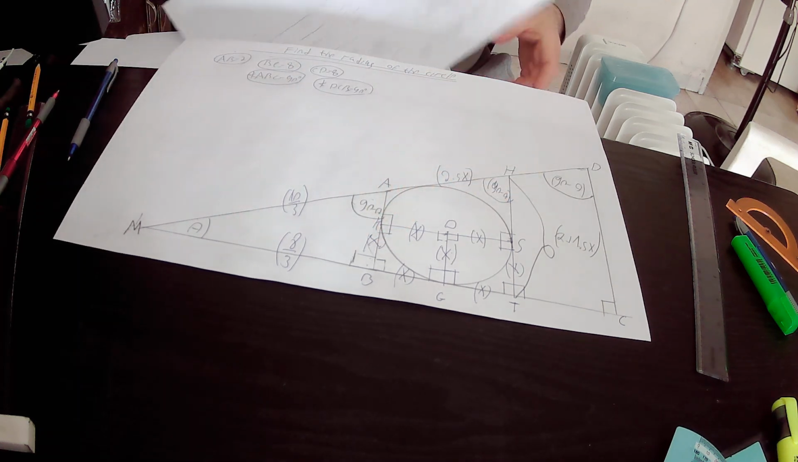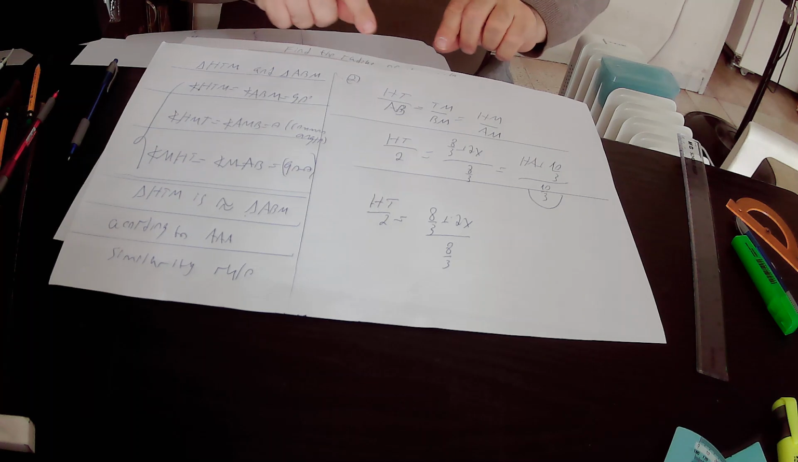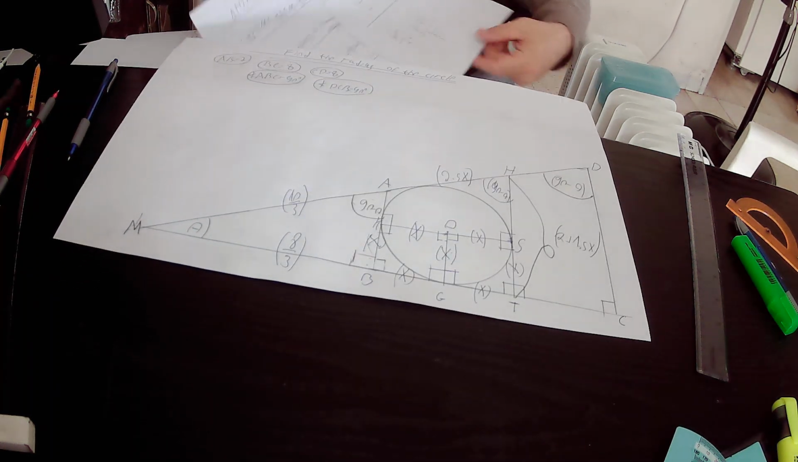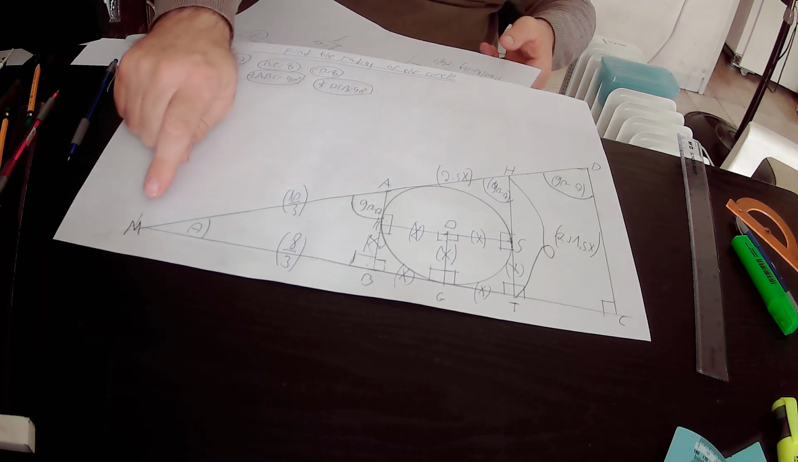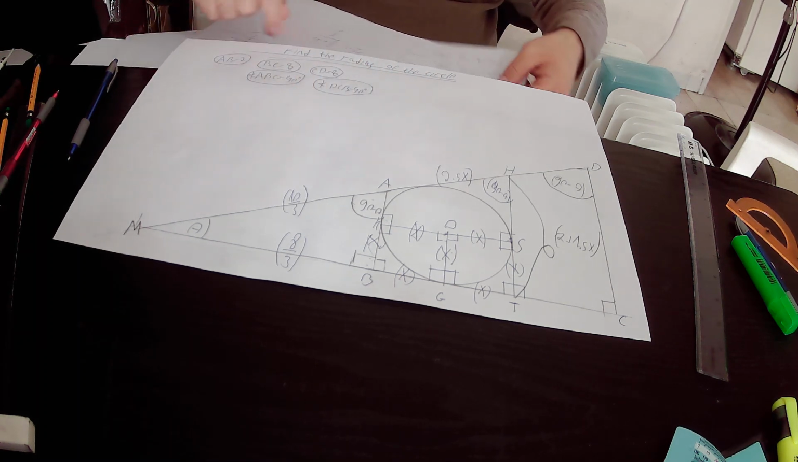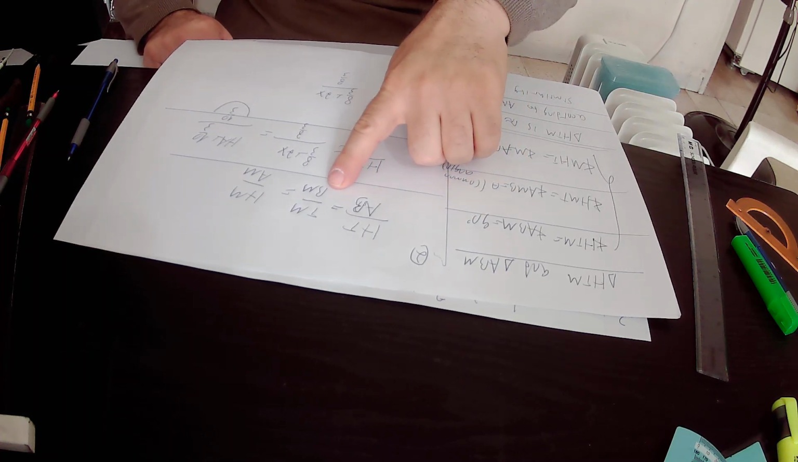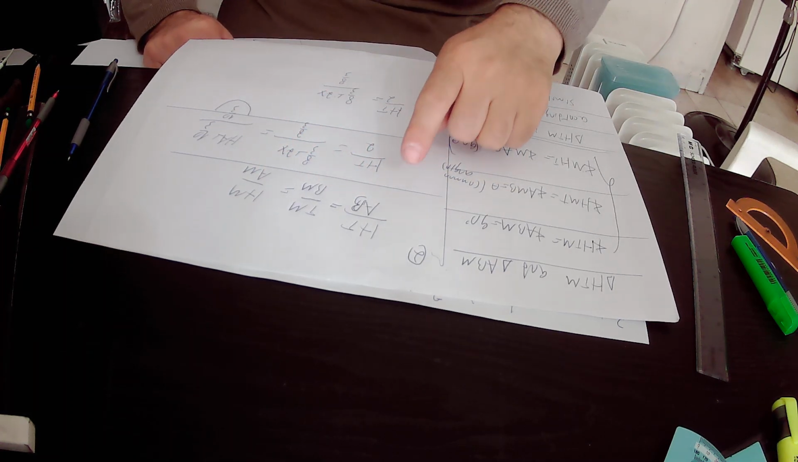Again, HT over AB equals TM over BM, and it also equals side HM in the big triangle over side AM in the small triangle. Repeat again. We derive that HT over AB equals TM over BM equals HM over AM.